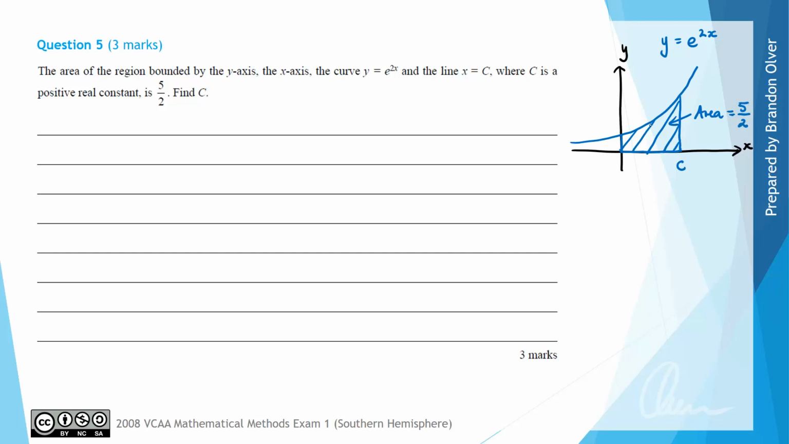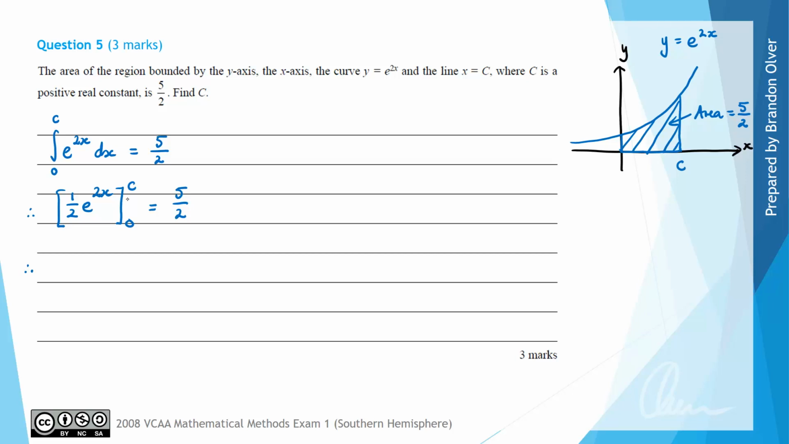So to calculate that area we can use an integral that goes from 0 to c of the curve e to the power of 2x dx, and we know that that needs to equal 5 over 2. Therefore, to evaluate this we can find the antiderivative, which is a half e to the power of 2x evaluated between 0 and c, and that should equal 5 over 2.